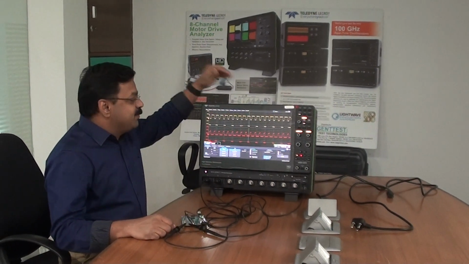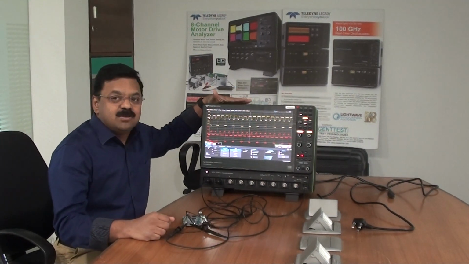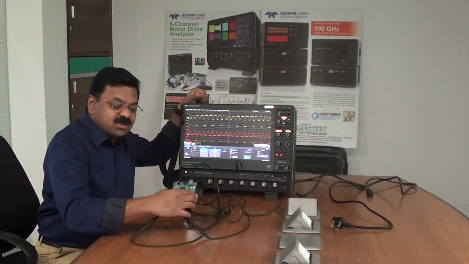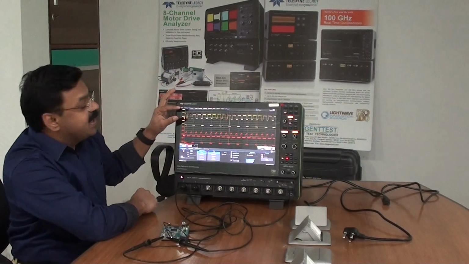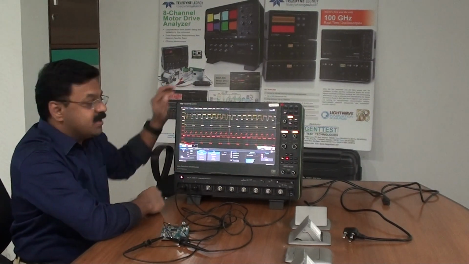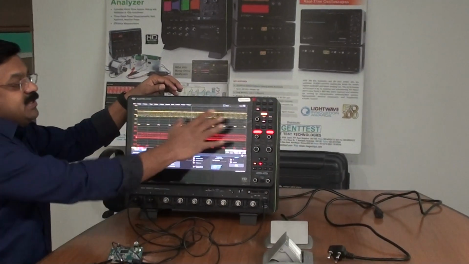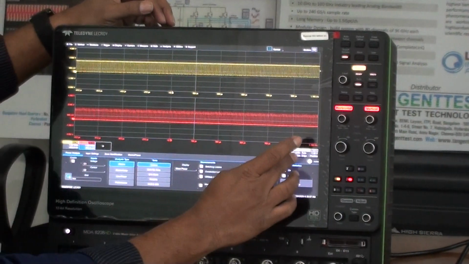Hi, now I am going to show you a power analysis feature in this oscilloscope. What I have here is a generation board that generates switching voltage and switching current. In channel 1 I have switching voltage, in channel 2 I have switching current. So I can acquire as much data as I want, such as the number of cycles that it can switch and so on and so forth.